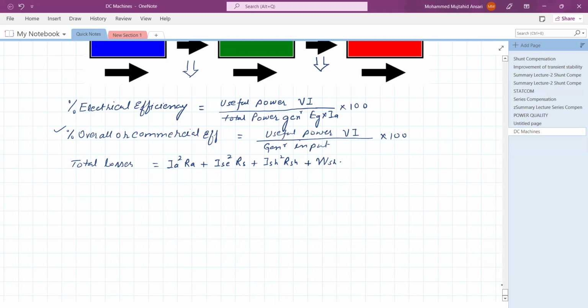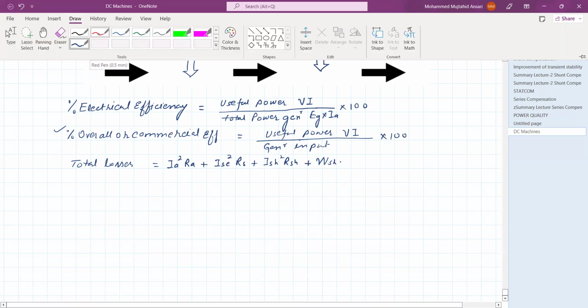Now this shunt field copper loss and the stray losses may be called constant losses, so we can calculate from this. So these are the different power losses in the DC generator, and the power stages.